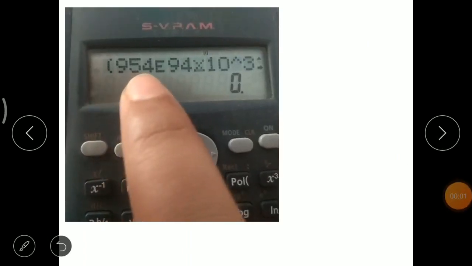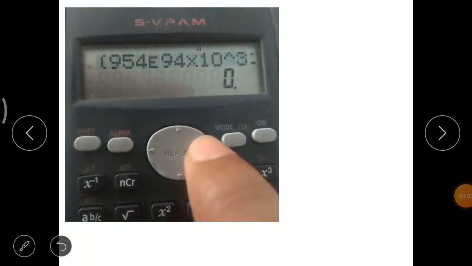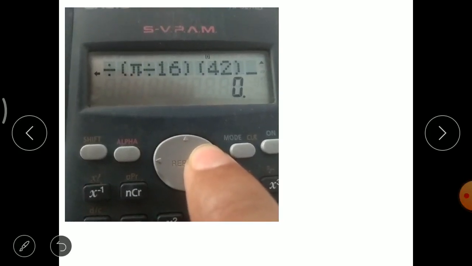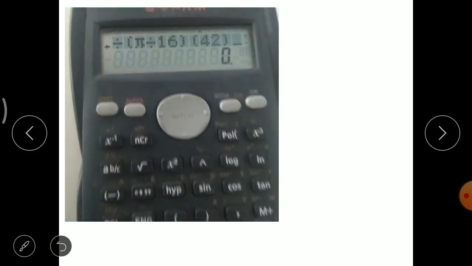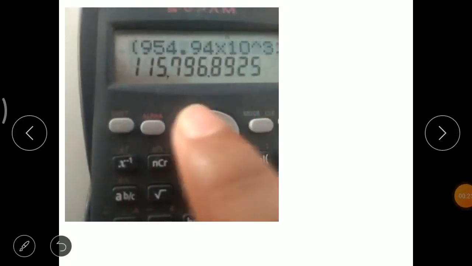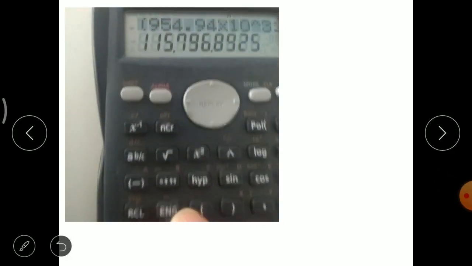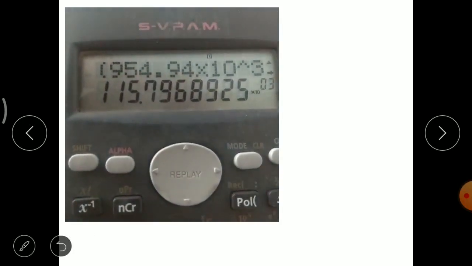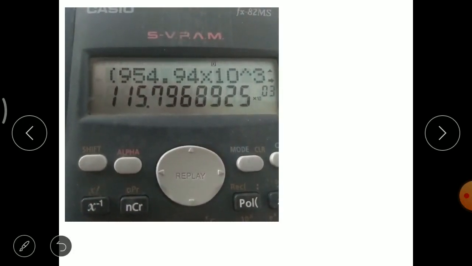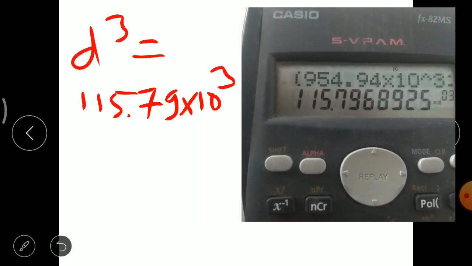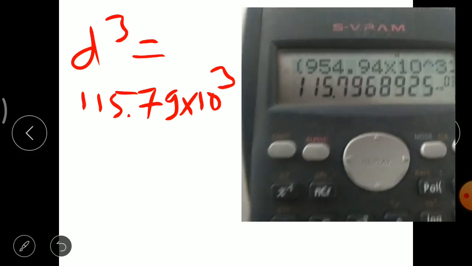Here you can see that I will put the value of torque T in my calculator, that is 954.94 into 10 raised to 3 divided by pi by 16 into 42, and the answer of d cube is 115796. Here I will press the ENG button, so the value comes in 10 raised to 3 format. I will get the value 115.79 into 10 raised to 3. I will write here d cube is equal to 115.79 into 10 raised to 3.